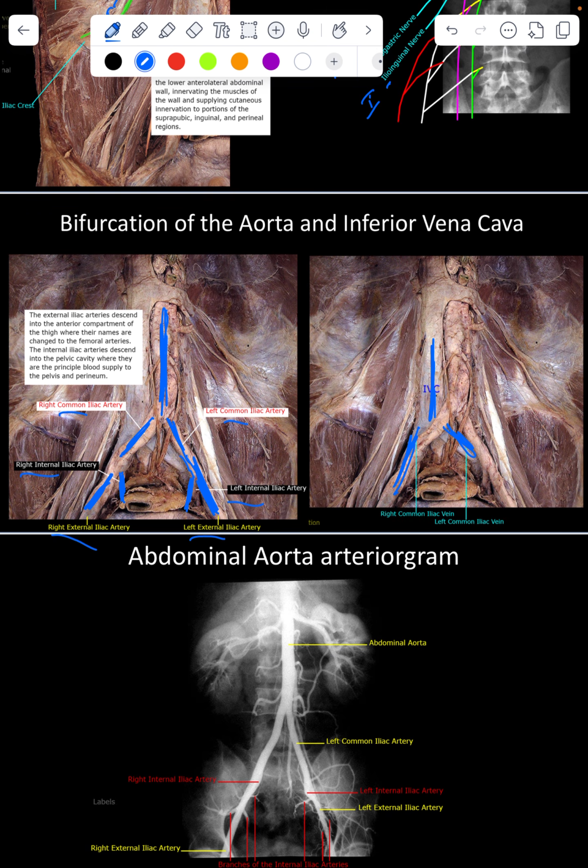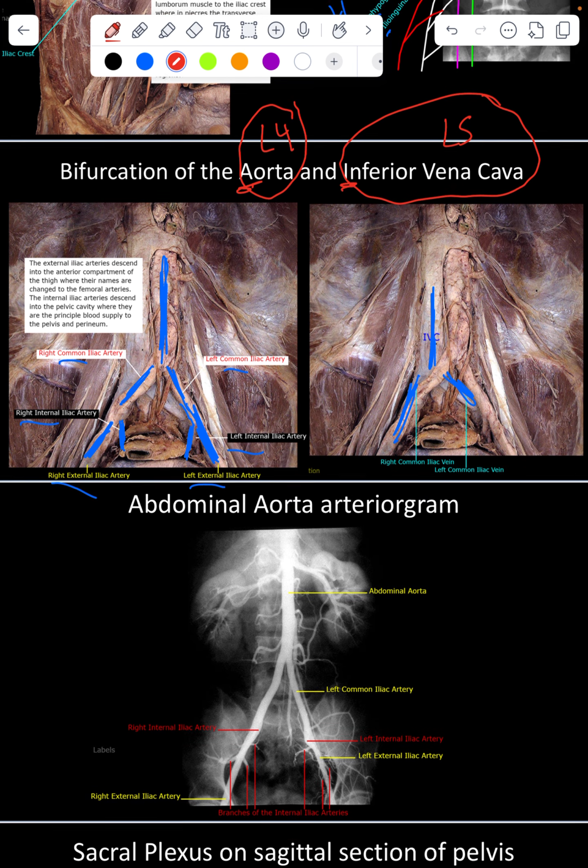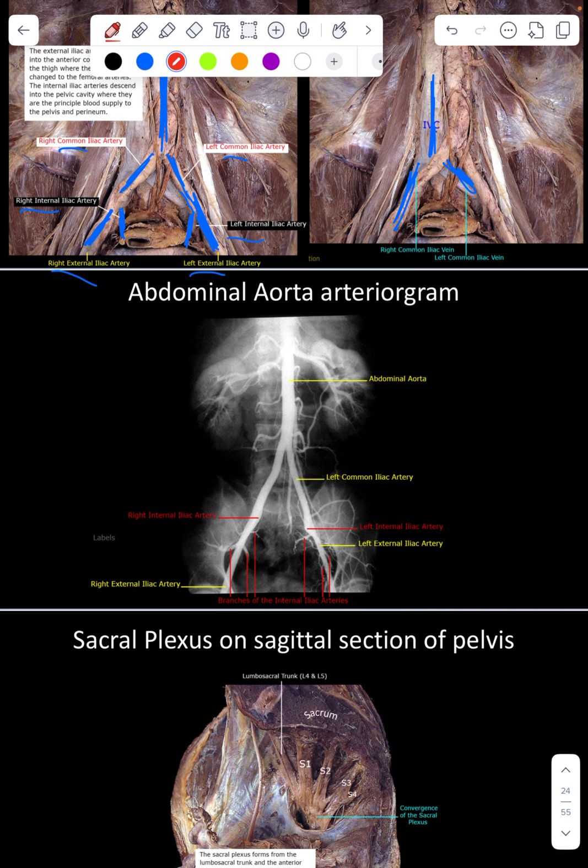For the aorta, it actually bifurcates at L4. Let me put this in red. Level L4. Inferior vena cava is just one level below. So this bifurcates at L5. So if she asks where they bifurcate, aorta is L4, IVC is L5. A comes before I, so it's a level higher. And then here you can see everything. Aorta, right common, left common, and that's going to split into internal, external, internal, external.